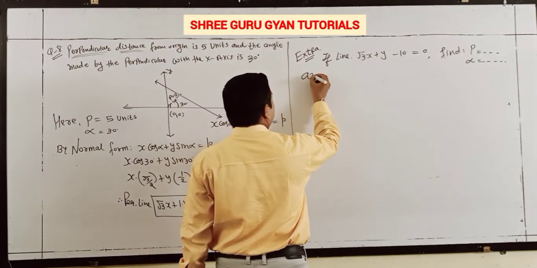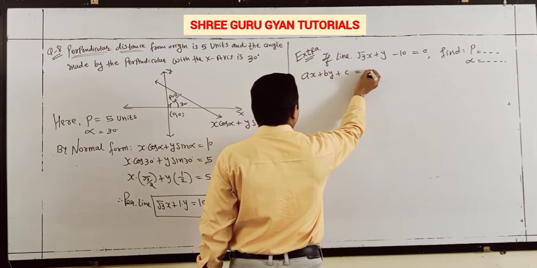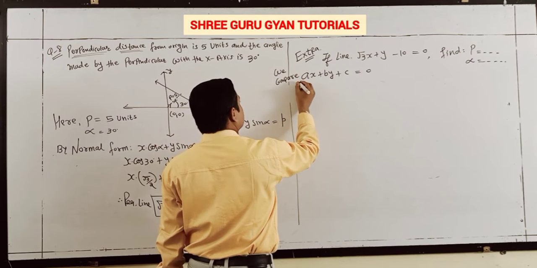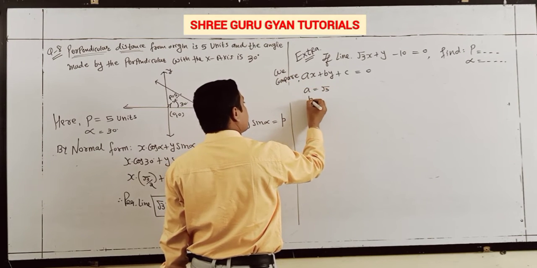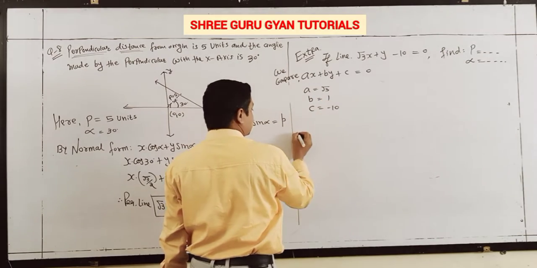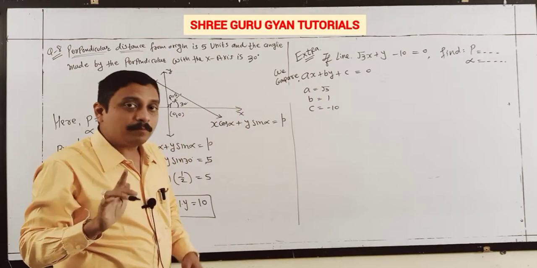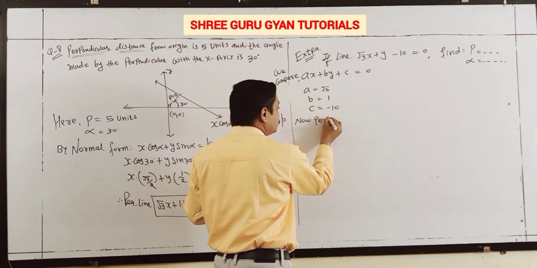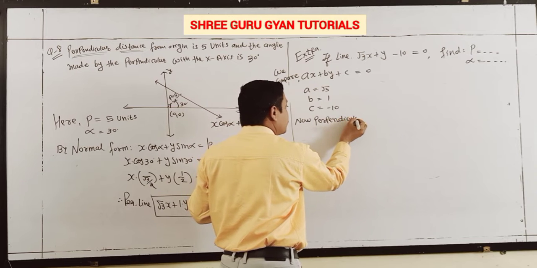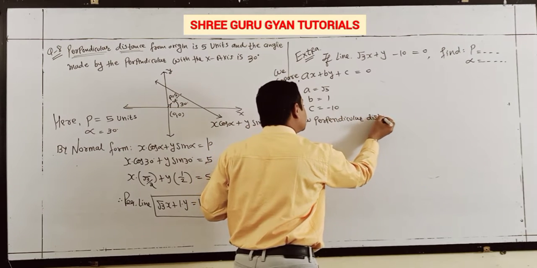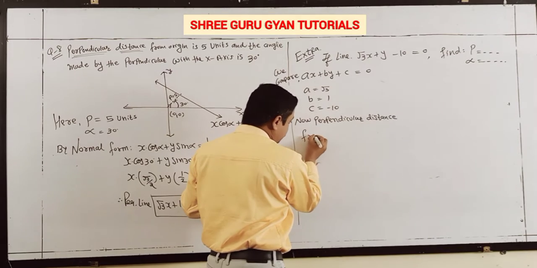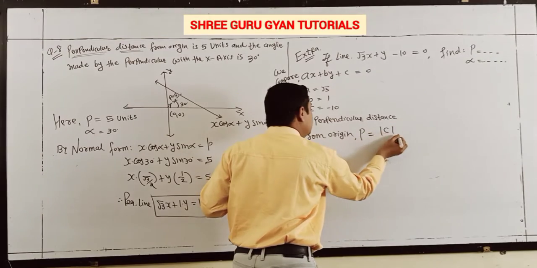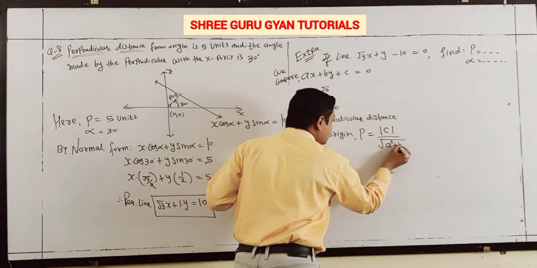First of all, you compare ax plus by plus c equal to 0. We compare with root 3, b is 1, c is minus 10. So what does p indicate? Perpendicular distance. Yes. Now, perpendicular distance from origin is called p, equal to modulus c by under root a square plus b square.